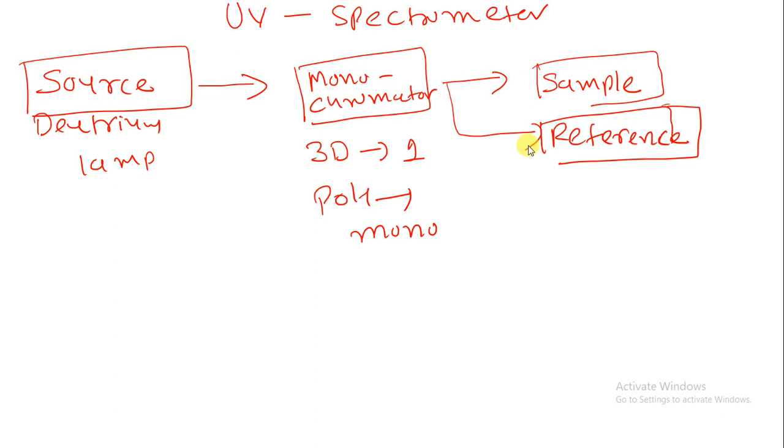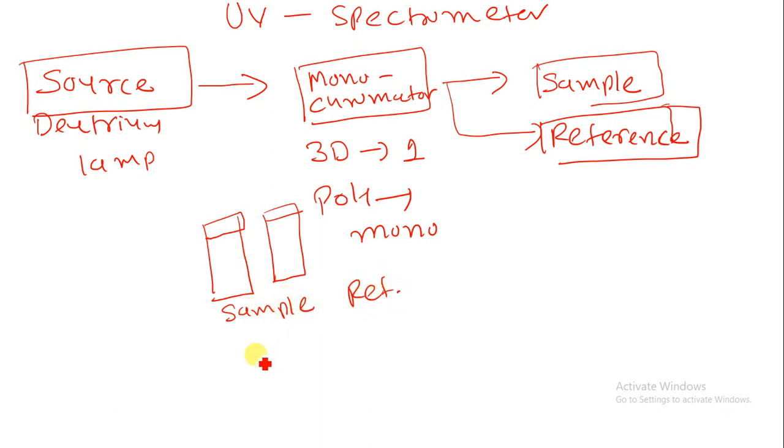Now what is a sample tube, or what is a reference tube? A sample cuvette is one type of cuvette that we use in the UV spectrometer. One holds the sample and the other holds the reference. So what is the difference between the sample and the reference?